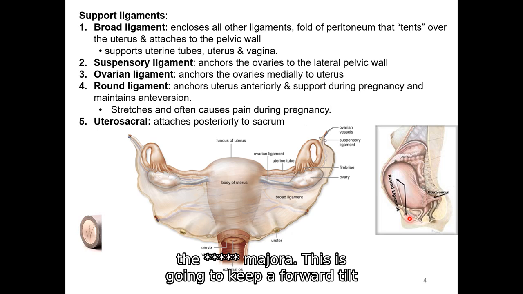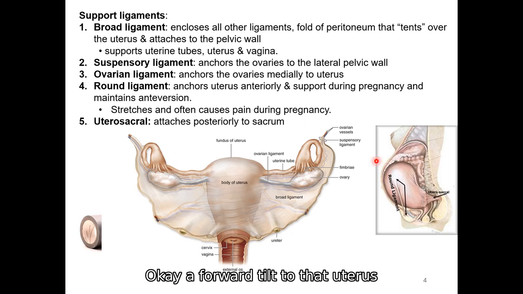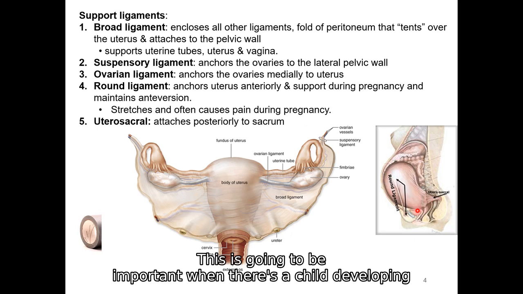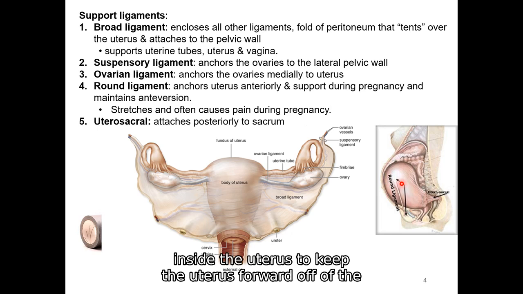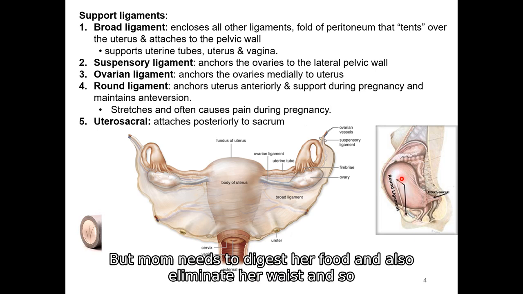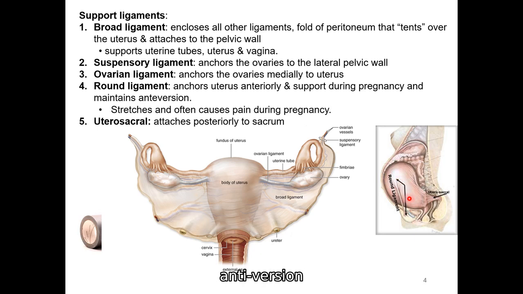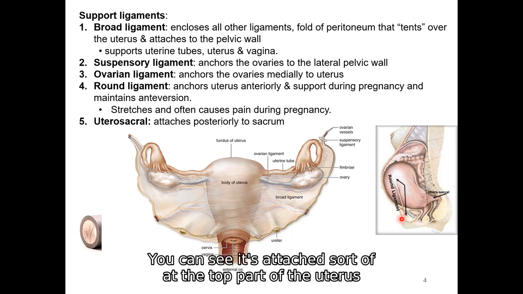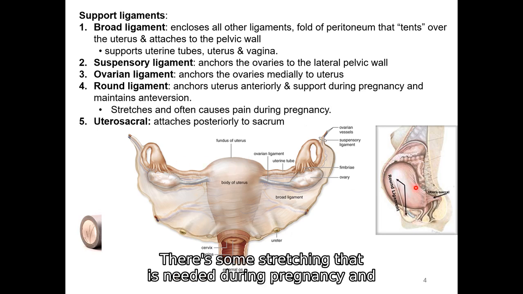This is going to keep a forward tilt to that uterus. This is going to be important when there's a child developing inside the uterus, to keep the uterus forward off of the intestine. There's still going to be some compression to the intestine, but mom needs to digest her food and also eliminate her waste. And so that is responsible for that anteversion. You can see it's attached sort of at the top part of the uterus.